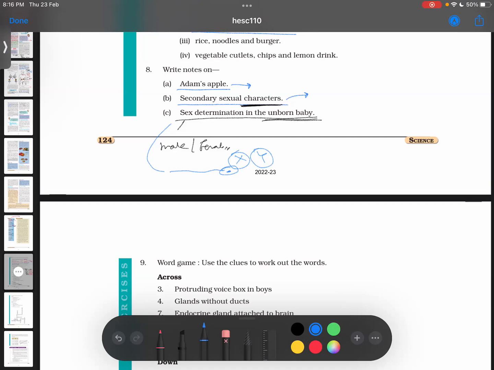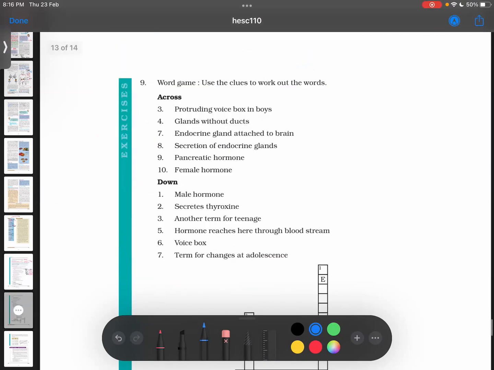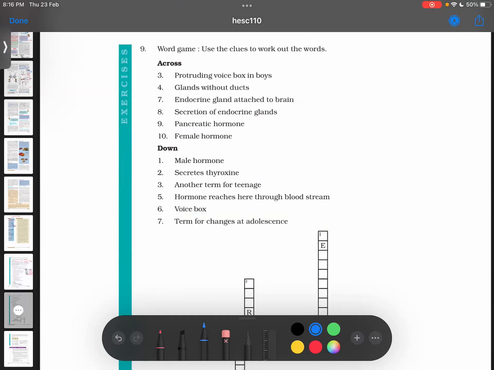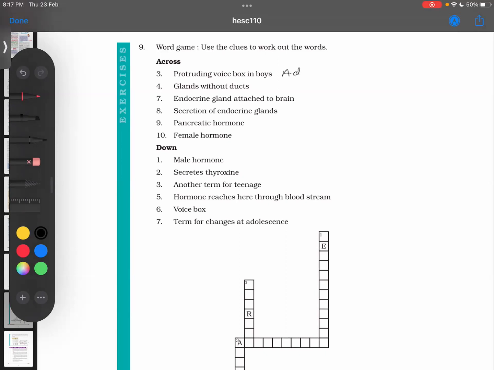Okay, you know about that. Take a look at question number 9. These are the simple ones. Do them yourself. Protruding voice box. Voice box. So, Adam's apple. Very good. They are the Adam's apple.